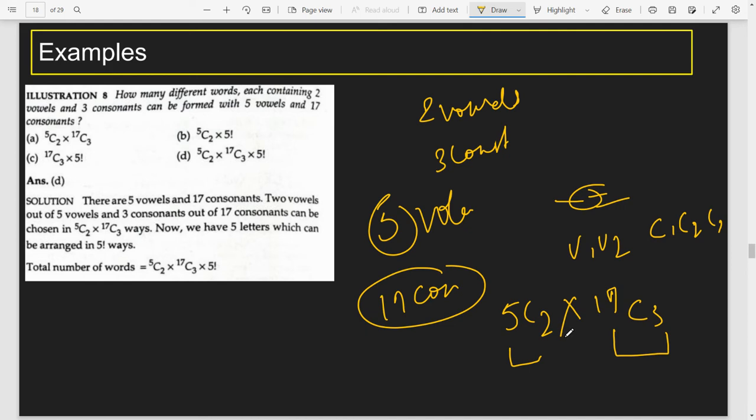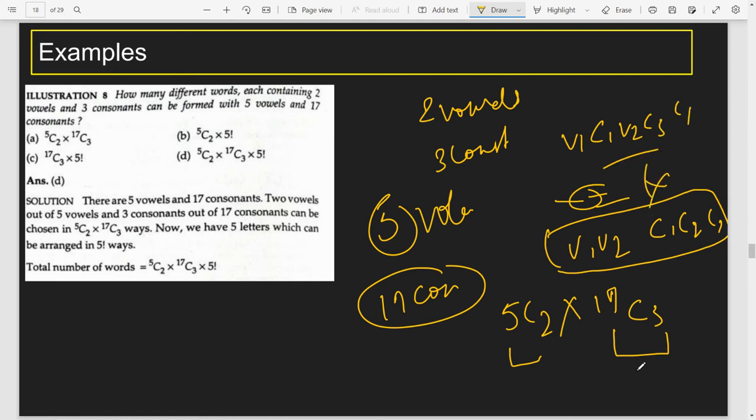Now when you have chosen these letters, you have to arrange them also, in whatever order they can be arranged. Obviously, V1 V2 C1 C2 C3 can be there. V1 C1 V2 C3 C2 can also be there. Some different arrangements can also be there. So after choosing all those, we also need to multiply by 5 factorial to get all such arrangements. So first you need to choose, and then you need to arrange. These are the things that you need to follow.